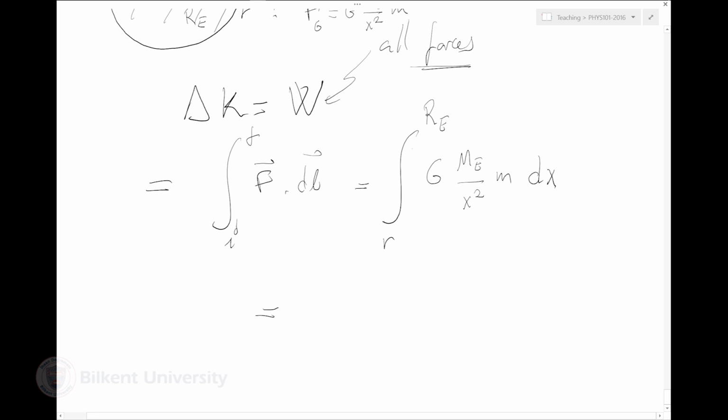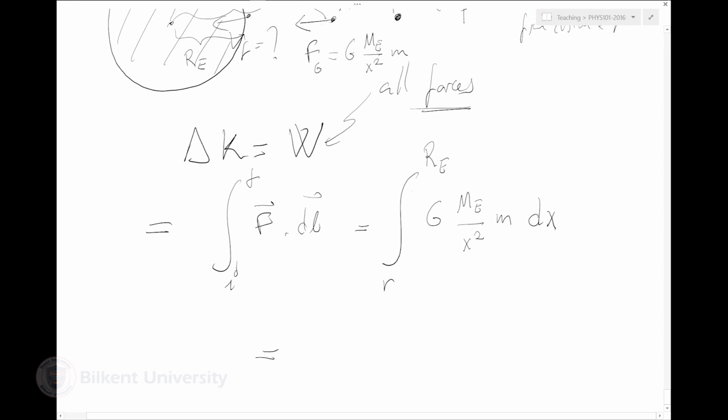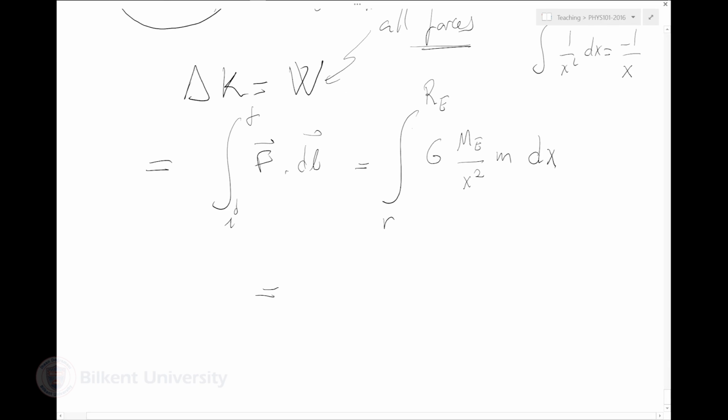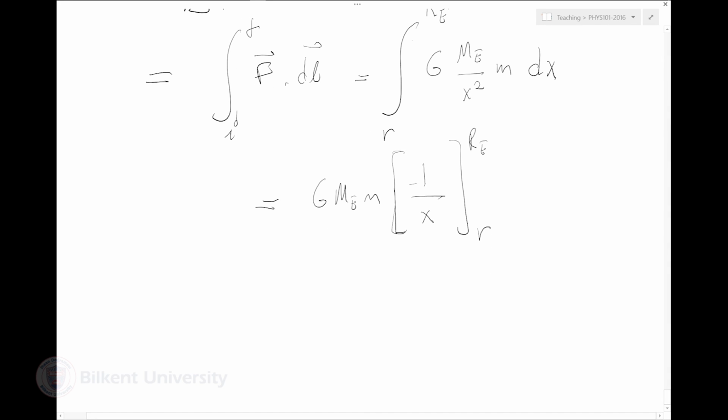Now, what's the integral? The integral of 1 over x squared dx is minus 1 over x. Good. So this is going to be G, M Earth, and small m are constants, minus 1 over x evaluated at r Earth and r. So this is going to be G M Earth m times (1 over small r minus 1 over r Earth). Yes, so that's the point I'm trying to make.